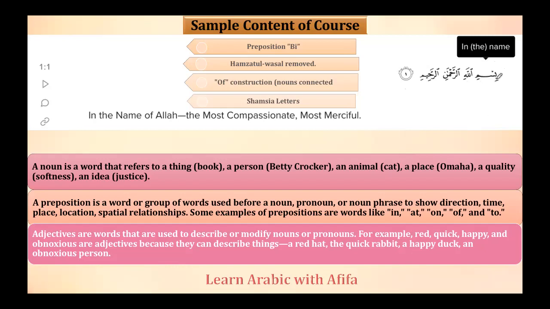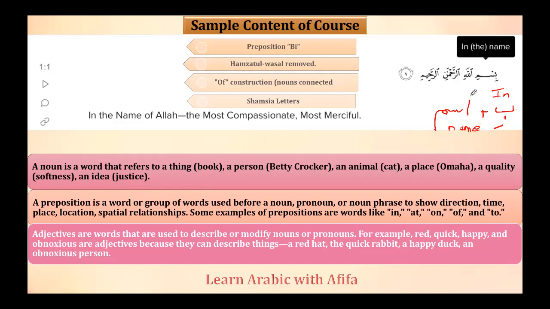So firstly, let's take bismi, and we're going to break it up, okay? It breaks up into be plus ism. Be is a preposition, and it means in. If you forgot the definitions of prepositions, it's given here for you. Basically, it's words such as in, at, on, off, to. So here, be means in, and ism means name.